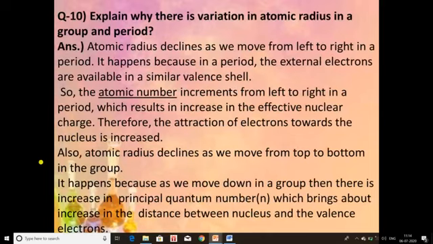Now, next question is, explain why there is variation in atomic radius in a group and period. So, the answer is that when we move left to right, electrons are present in the same shell and nuclear charge increases. As the nuclear charge increases, force of attraction between nucleus and outermost electron increases. So that is why size decreases from left to right. But from top to down, size increases due to addition of a new shell.